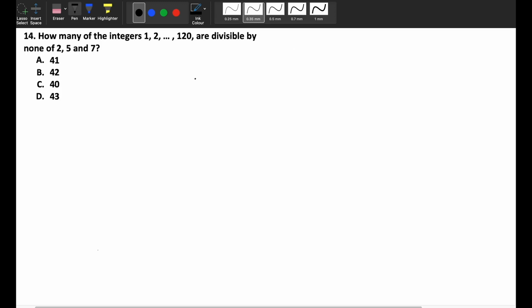Question number 14. How many of the integers 1, 2 up to 120 are divisible by none of 2, 5 and 7? So this is a question similar to solving sets. So we will find the numbers that are divisible by 2, 5 and 7. So number divisible by 2 union number divisible by 5 union number divisible by 7 is equal to number divisible by 2 plus number divisible by 5 plus number divisible by 7. Since there are a lot of intersections between number divisible by 2 and 5, for example, 10 is divisible by both 2 and 5, which means you have to subtract it from this number.